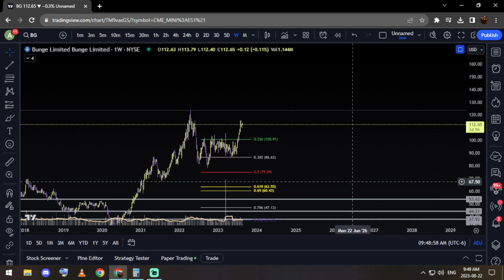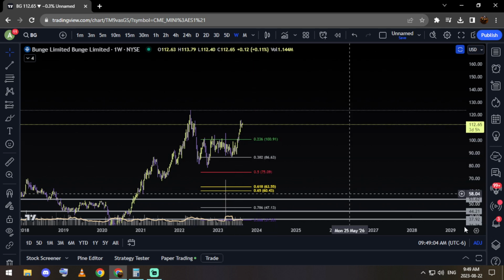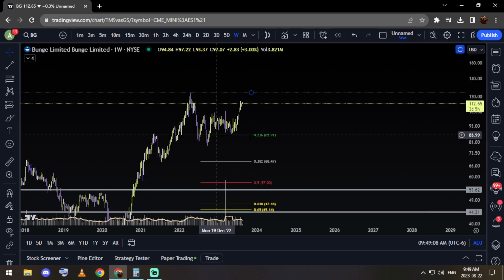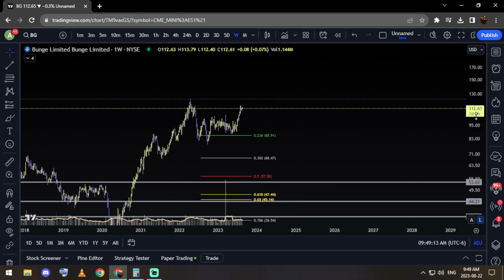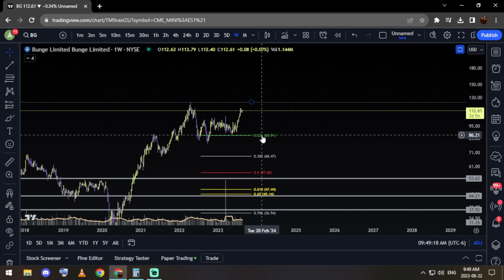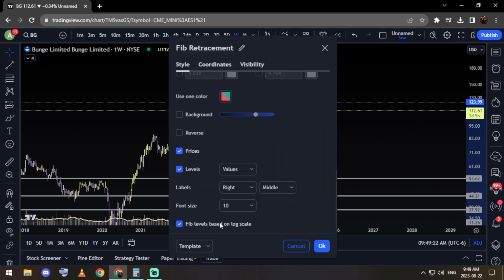Because once you turn this off, suddenly those areas of support and resistance look a little bit different, right? But when I go back to log scale, it looks completely different, right? So you have to make sure that if you're on logarithmic scale, you need to adjust the Fibonacci tool settings. You just double click, go to the bottom, and here it is right here. Now I've turned on the levels and the prices for you guys.